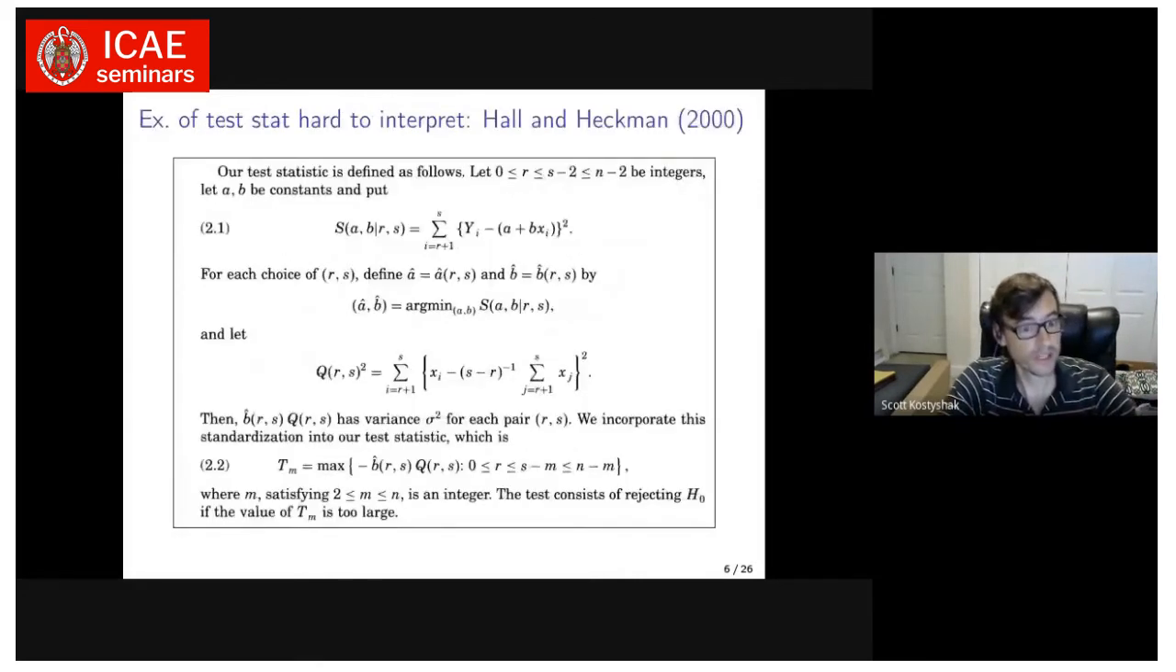So this is what they give. I want to be clear about what I mean by a test statistic that is hard to interpret. If you understand the slide, it's actually going to go against my point, so don't try too hard to parse what the slide is doing. You can skip to the last line, which says the test consists of rejecting H0 if the value of this test statistic, Tm, is too large. This is how most of the tests of monotonicity are structured.